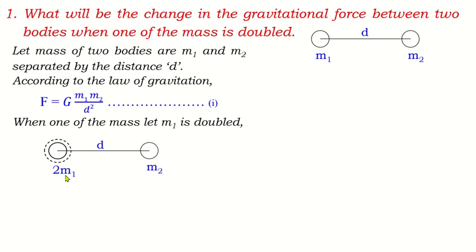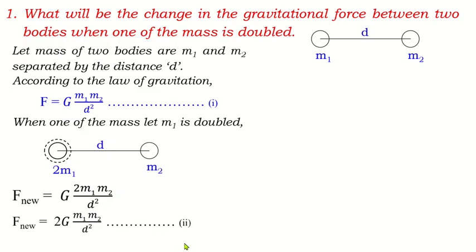Look at this. m1 is doubled. Now it is not m1, it is 2m1, although m2 remains the same. Then what will be the effect on the gravitational force? The gravitational force cannot be represented now by F. Let's say it is F new, and this is equal to G, and in place of m1 I am writing 2m1, since it is doubled, and m2 remains the same, d remains the same. The same can be written like this. It means the new gravitational force is 2 times G m1 m2 by d square. It means 2 times F.